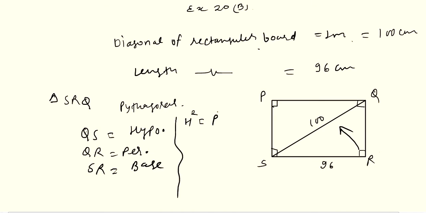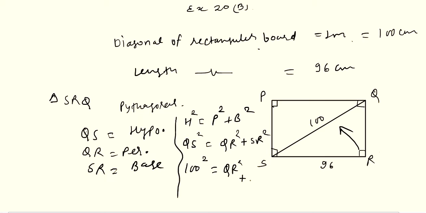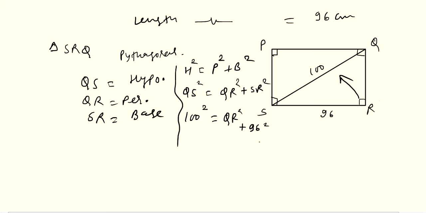Hypotenuse square equals perpendicular square plus base square. Hypotenuse square is QS square, perpendicular square is QR square, base square is SR square. So now QS, the hypotenuse, is 100, so 100 square equals QR square, which we have to find, plus SR 96, so 96 square. Now transpose this 96 square to the left hand side.